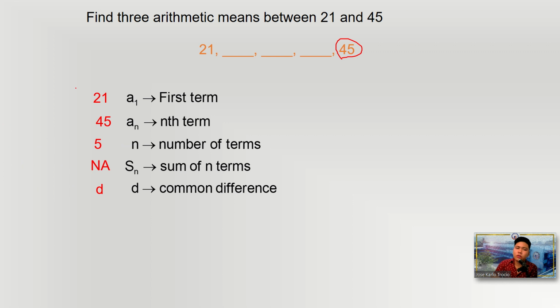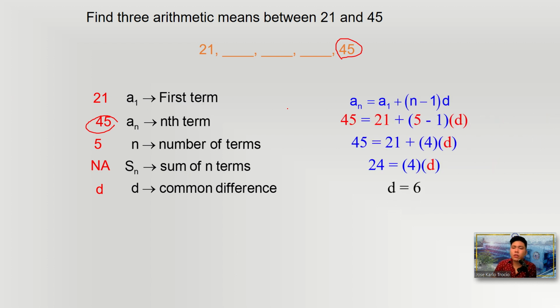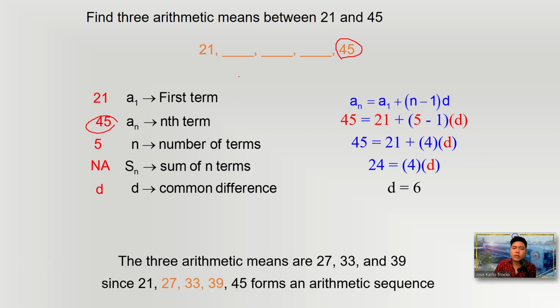As long as you know how to locate the terms, then you know how to do it. The next step is to find the difference. Just substitute, manipulate, and the value of D is 6. So 21 plus 6 is 27. 27 plus 6, 33, plus 6, 39. So the three arithmetic means are 27, 33, and 39.